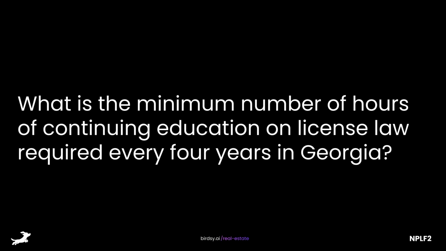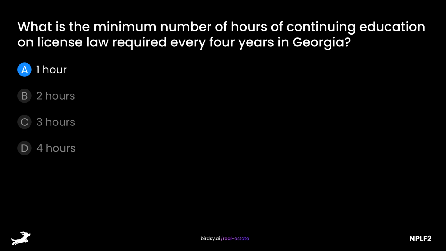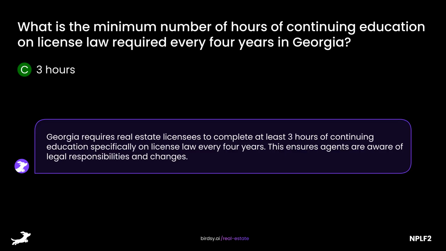What is the minimum number of hours of continuing education on license law required every 4 years in Georgia? Is it A, 1 hour, B, 2 hours, C, 3 hours, or D, 4 hours? The answer is C, 3 hours. Georgia requires real estate licensees to complete at least 3 hours of continuing education, specifically on license law, every 4 years. This ensures agents are aware of legal responsibilities and changes.